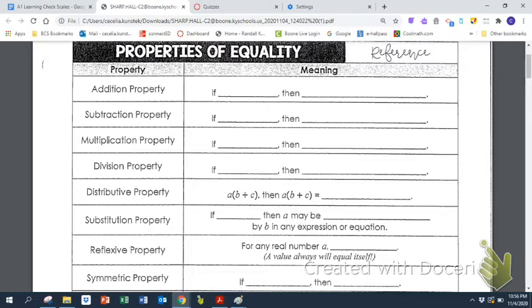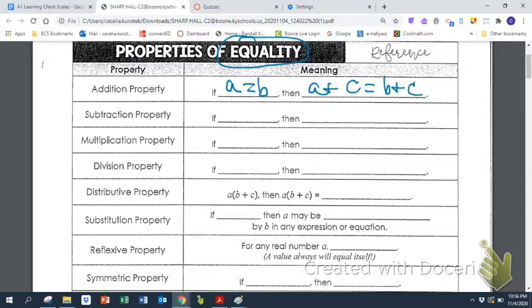So we're going to go ahead and start with thinking about the properties of equality. Now, the properties of equality, what do we know about equations? Both sides have to be equal. That's why you have this equality word here. So we're going to start with the addition property. And we start that by saying if A is equal to B, then A plus C is equal to B plus C. In other words, if we add something to one side, we have to do it to the other side.